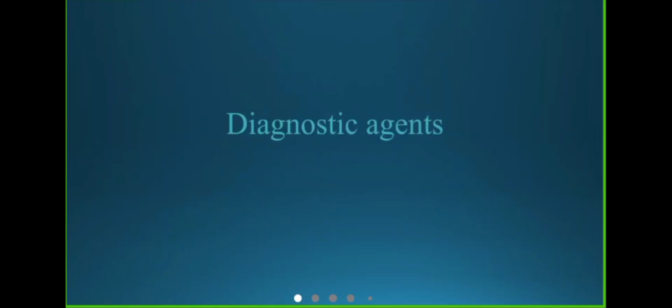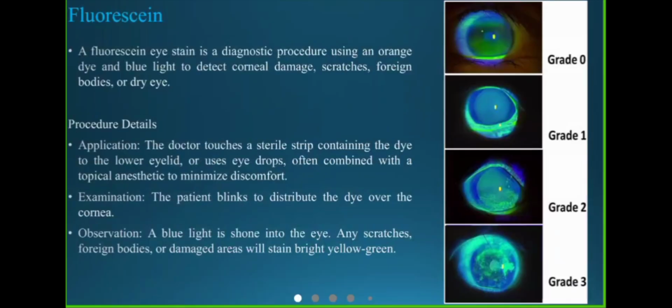And the last topic is the diagnostic agents. These are the agents which are used to diagnose whether there is any damage in the cornea or not. There are two types of stains which are majorly used. The first one is fluorescein. This fluorescein is an eye stain used in diagnostic procedures, and it is an orange dye used to detect corneal damage, scratches, or any other foreign bodies.